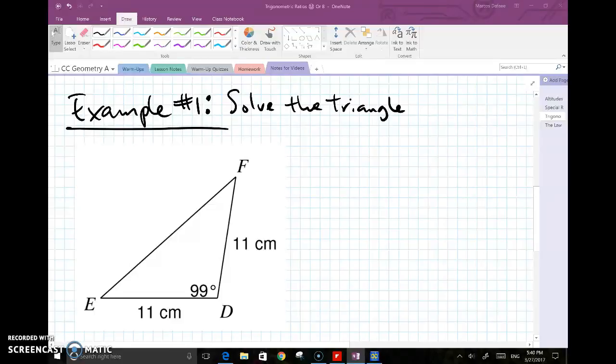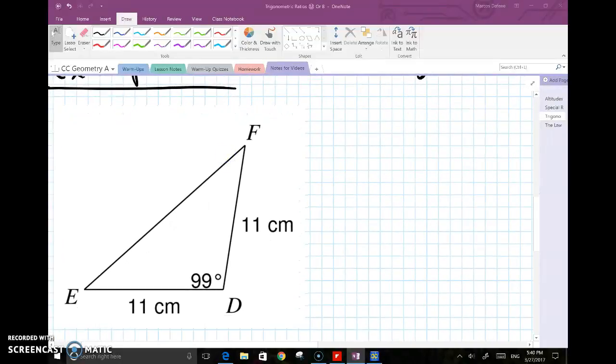And so if I look carefully here, I see that there's some information that's missing. Angle F, I don't have. Angle E, I don't have. And I also don't know the length of side EF.